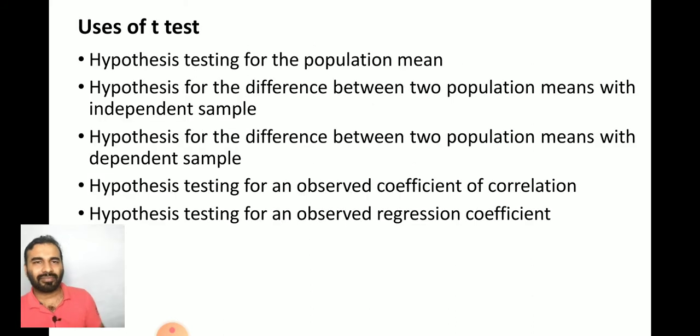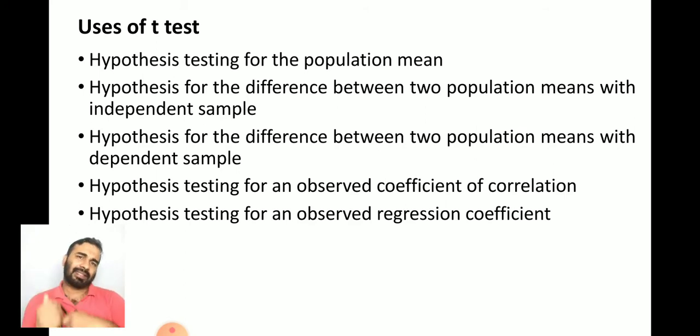So in the last video, or in some classes before, I have discussed in this class, what are the purposes for which we can use the t-test? The first one, hypothesis testing for the population mean, we discussed it. Second one, hypothesis testing for the difference between two population means in independent samples. We have two different independent samples. This means that we have two samples, but these two samples are entirely different.